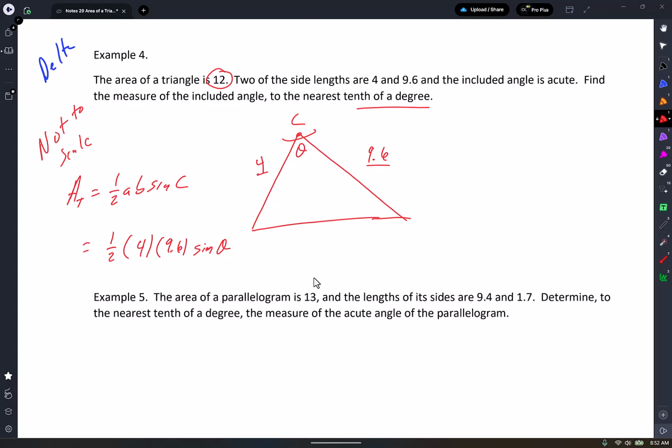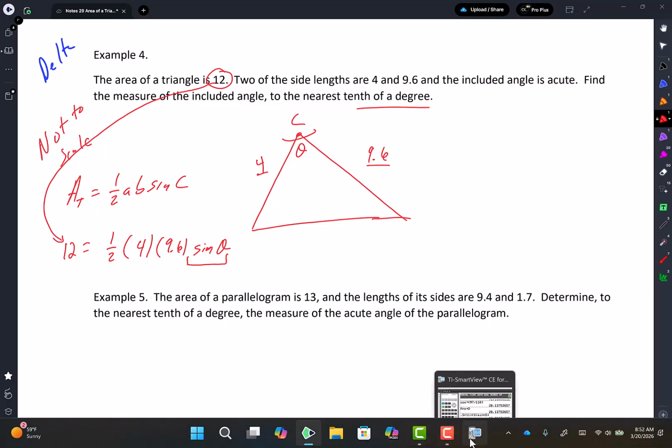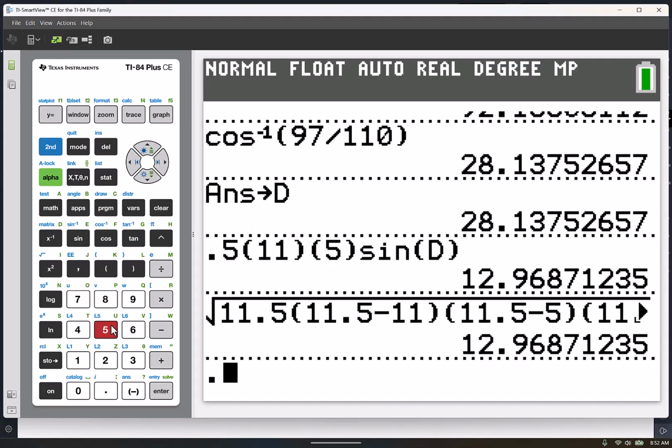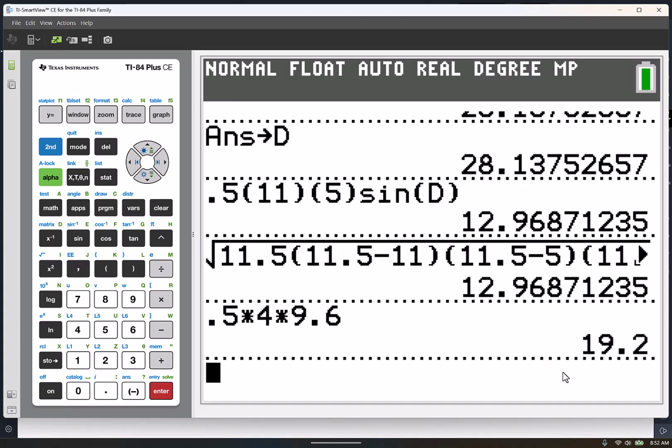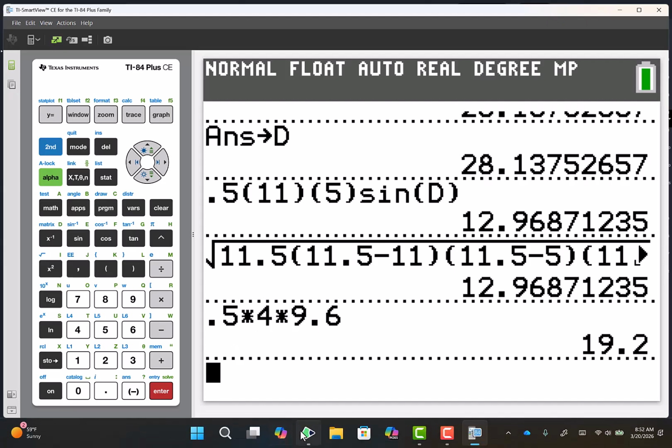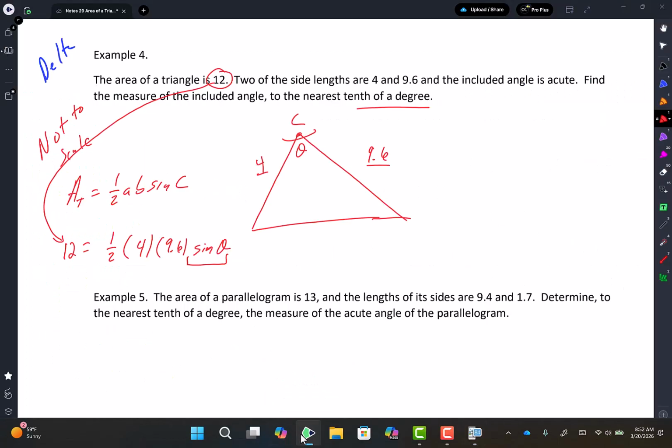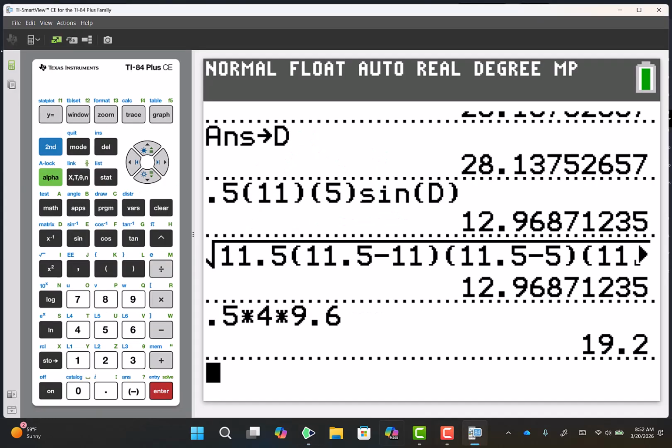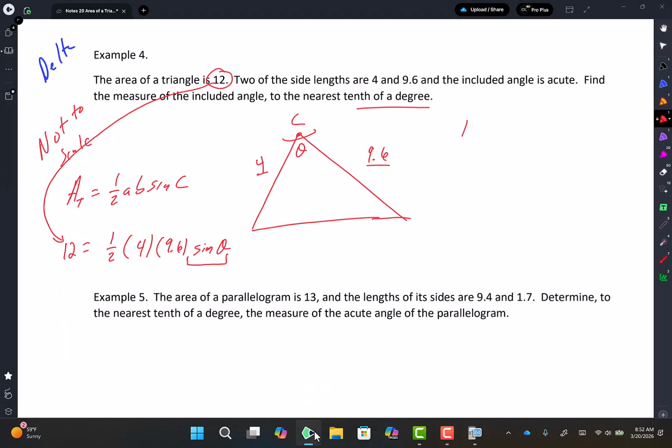I'll take my calculator. Oh, by the way, what's the area of this triangle? So I'm going to put 12 right there. And you're done. All you're doing is solving for theta, so it becomes algebra. So I'm going to go 1/2 times 4 times 9.6. What's that, like 20 or something? 0.5 times 4 times 9.6. Yeah, there we go, 19.2. So I'm going to write 12 equals 19.2 sine of that angle.